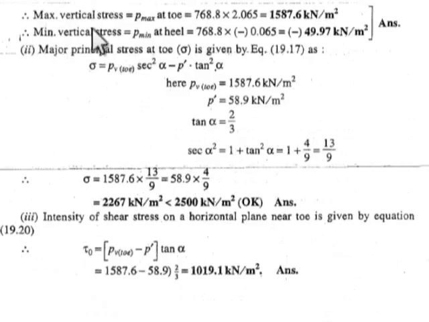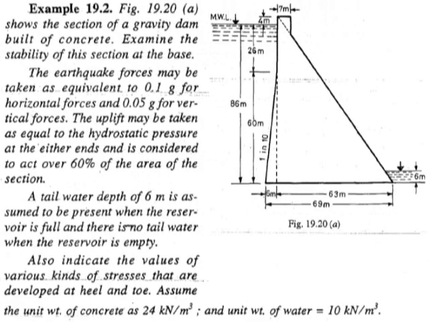Okay, finally the maximum vertical stress at toe will be like this. This one is the maximum vertical stress. Then we can compute the major principal stress by using this formula. Then the intensity of shear stress you can get. This is less than this 2500, but it is greater than the shear, so it will fail due to shear failure also.